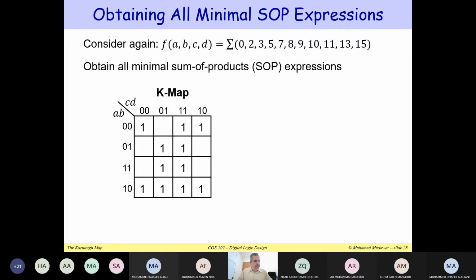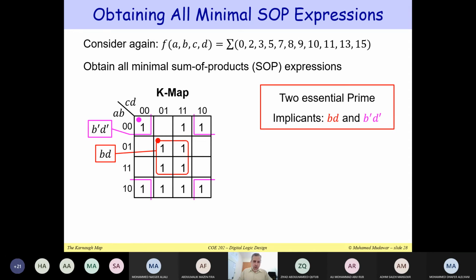Already we have identified that we have 6 prime implicants, but only 2 are essential. So I'm going to identify the essential prime implicants. These are the 2: B prime D prime, and BD. So this is step number 1. Look at the essential prime implicants and put a dot on the minterm that makes it essential. Notice in B prime D prime, it is minterm 0 that makes it essential. In BD, it's minterm 5, which makes this prime implicant essential. So these are the only 2 essential prime implicants.